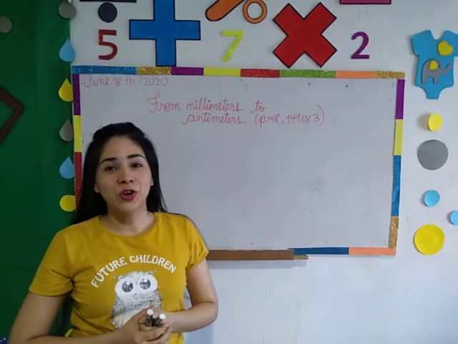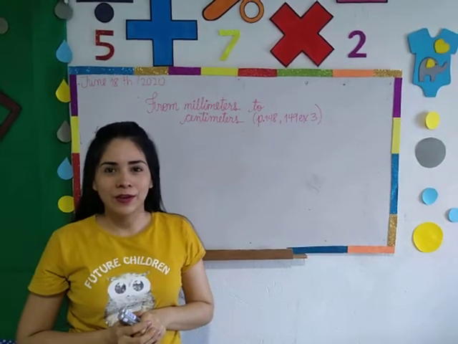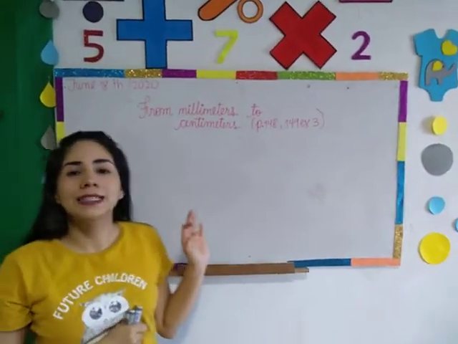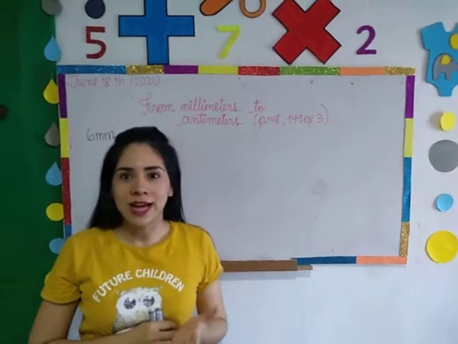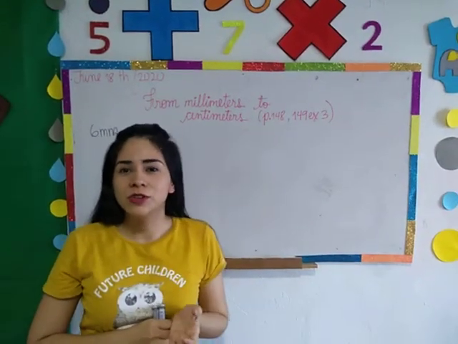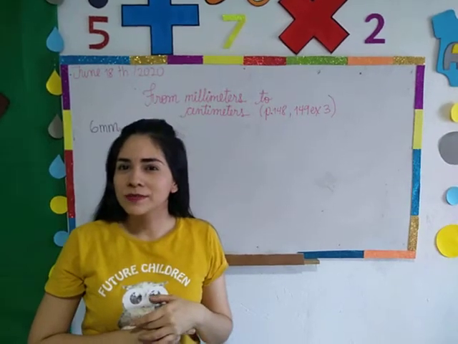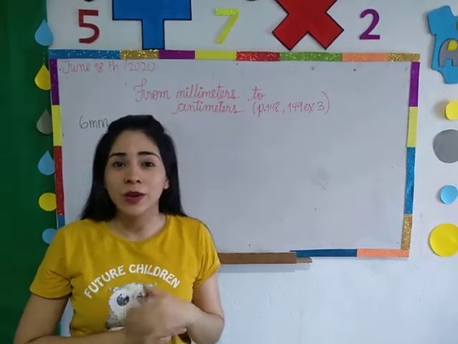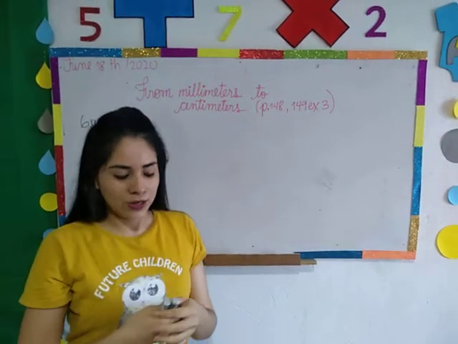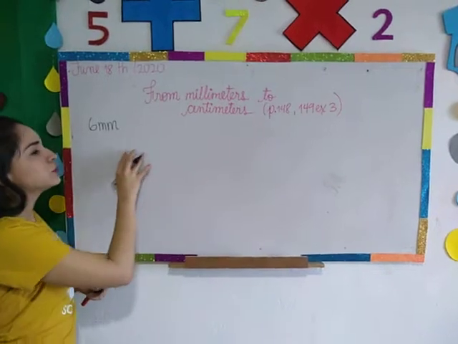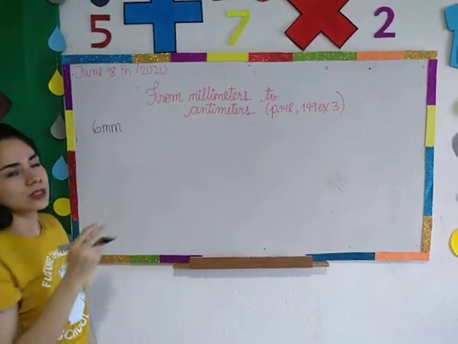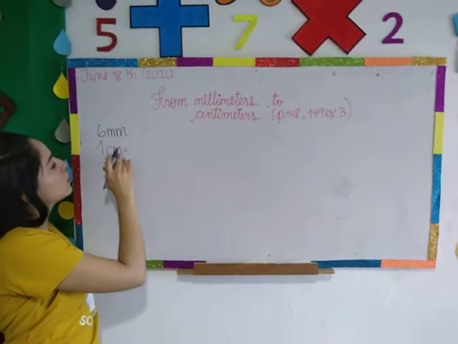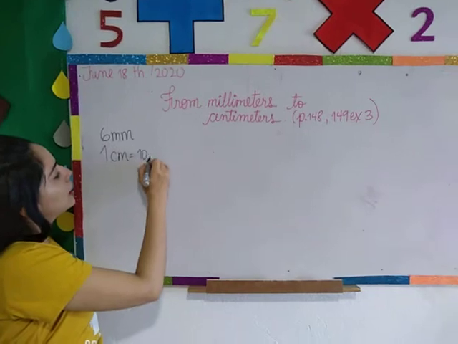Now, let's continue on page 148. Okay, I have this example here, 6 millimeters, but I want to know how is that in centimeters. So, do you remember the conversion factors? Yes, of course, because we have practiced 2 ways, and with this, 3 ways, okay? So here, you have to remember, how is 1 centimeter? You need this information. 1 centimeter is equal to 10 millimeters.